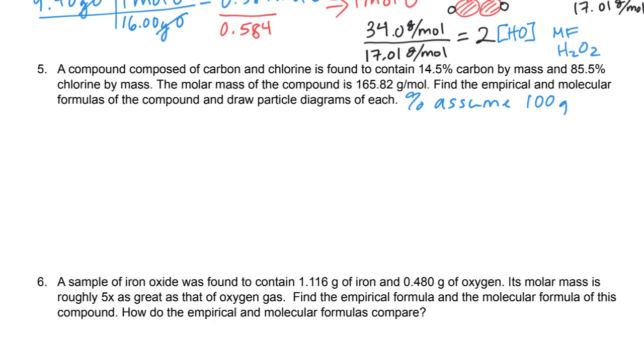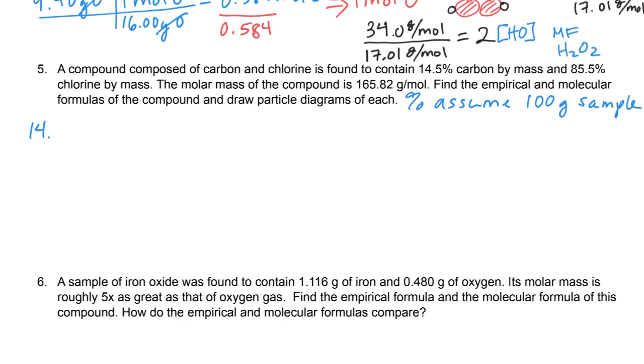Why is that? Because we could have any amount of this sample. We know that compounds have the same formula no matter how much or how little of the compound you have. And if we assume that it's 100 grams, 14.5% of 100 is 14.5 grams. 85.5% of 100 is 85.5 grams. So you can see we just changed the percents to grams. So now we can do our calculations.